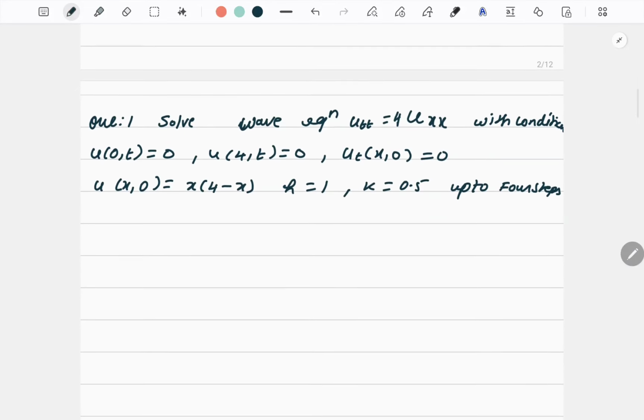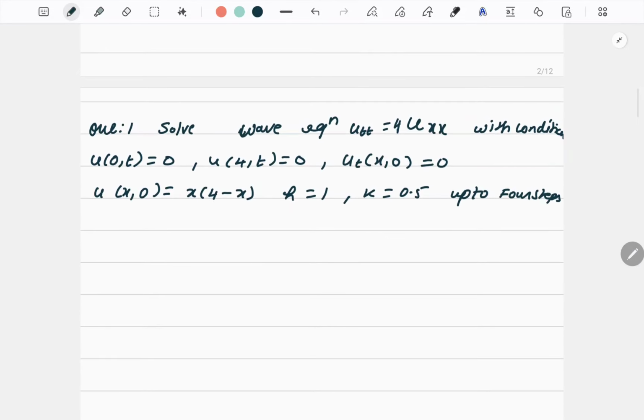Now let us see the first question. Solve the wave equation. So when I am writing the solution, as I said, c square is equal to 4. The condition I am not checking right now, I am just looking for the value of h. So h is equal to 1 and k is equal to 0.5. And up to 4 steps means t should take 4 steps.